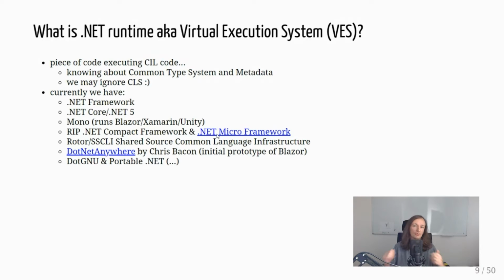We have a few runtimes currently available. Obviously, we have .NET Framework, and we have .NET Core, which is now called altogether .NET 5. We have Mono. We had the .NET Compact Framework and .NET Micro Framework, not-so-popular edge case runtimes for small devices. There was the open source Rotor, created for academic purposes, and some even more experimental ones, for example .NET Anywhere, created by a single guy from Google, Chris Bacon, that in the end turned out to be used as a very initial prototype for Blazor, and DotGNU, a Linux-based approach outside of Microsoft to create another runtime.